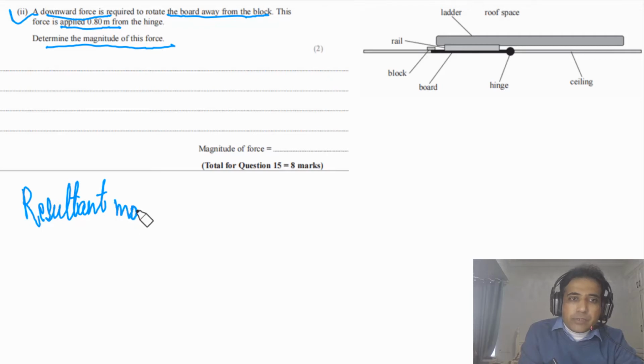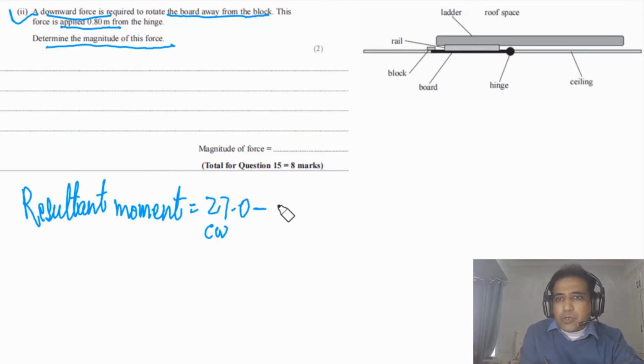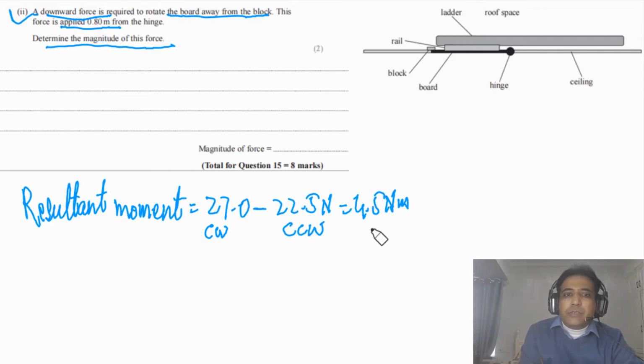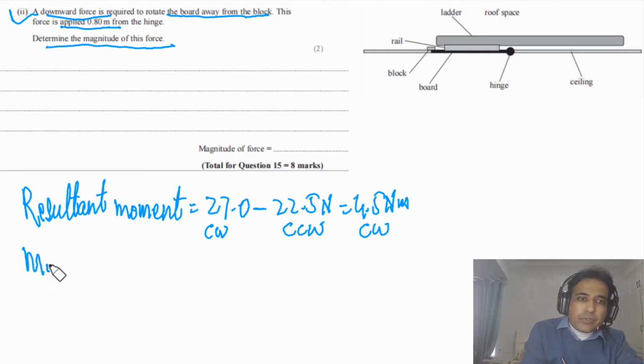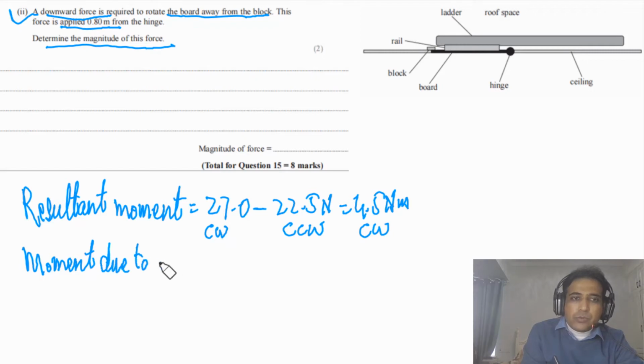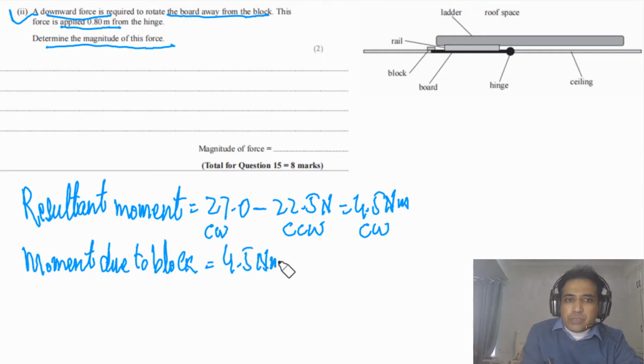So simply we can say resultant moment will be equal to 27.0, this is the clockwise moment, minus the counterclockwise moment, that was 22.5 newton meters. In this case, the resultant moment will be equal to 4.5 newton meters, and this moment is clockwise. To balance this one, the moment due to the block has to be equal to 4.5 newton meters, but this one has to be a counterclockwise moment.